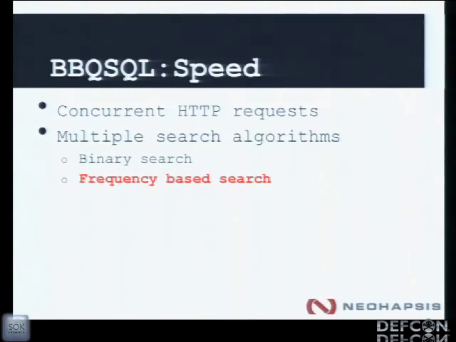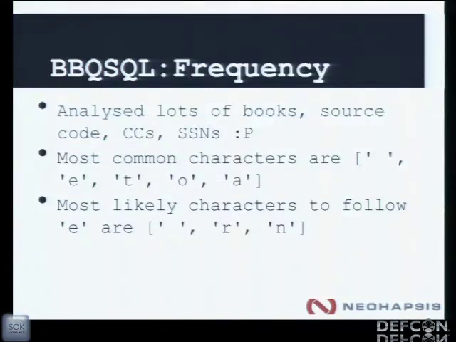The other thing that we're playing with, and it can be beneficial in some instances, is to do frequency-based search. I know some other tools have done this before. I decided to try it myself. It's fun. What I did is I analyzed thousands of open source books for the character frequency. And what I found, which isn't surprising for anyone who's done any cryptography, is that the most common character in all of these books was the space character, followed by E, followed by T, followed by O, followed by A.